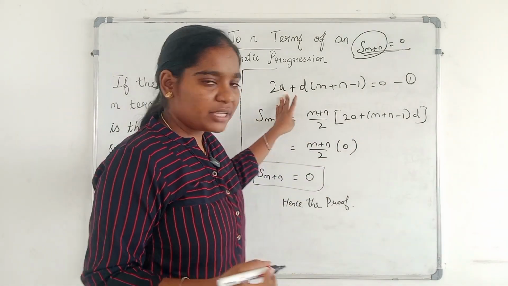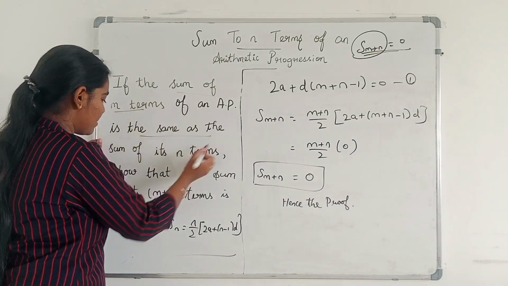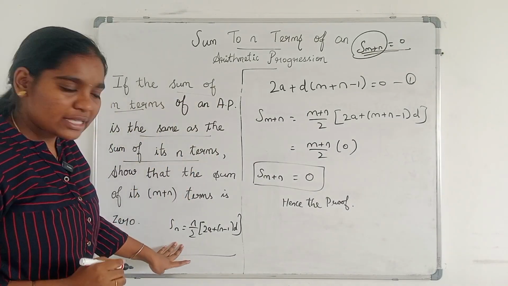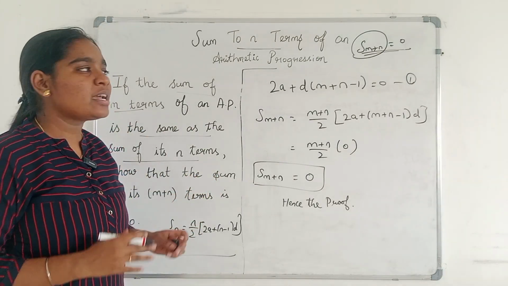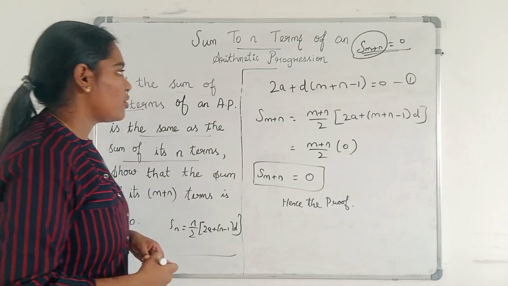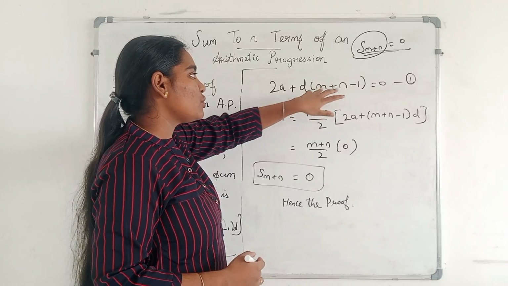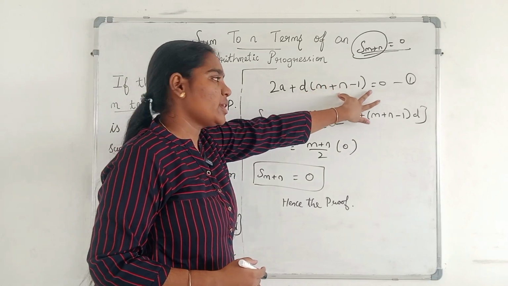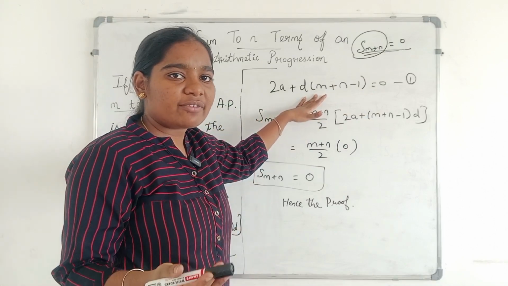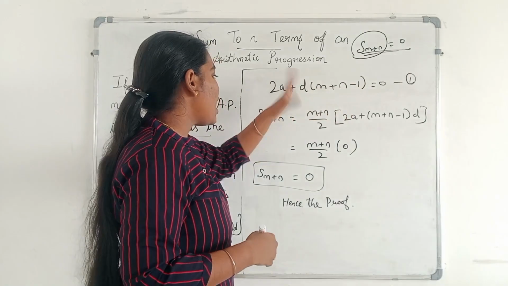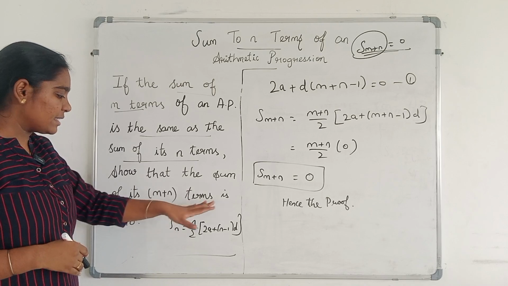Here, what we did means, the first step is the sum of m terms is the same as the sum of n terms. By using this formula, we have equated the sum of m terms and the sum of n terms, and by doing various kinds of work, we have derived this value: 2a plus d into m plus n minus 1 equals 0. By further simplification of the sum of m equal to the sum of n, we have derived this, and finally what we have to prove is that the sum of its m plus n terms is 0.